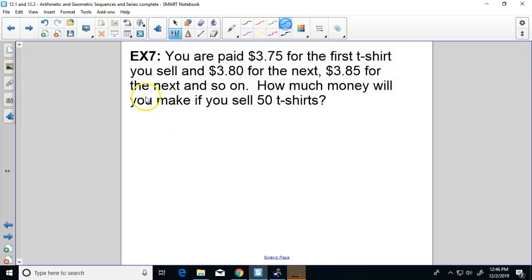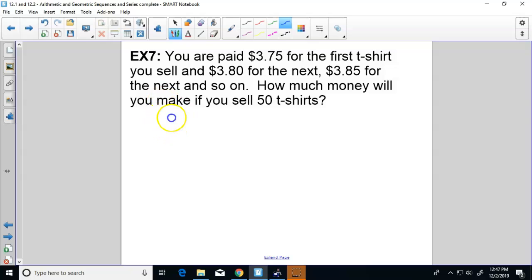Okay, for our next example, you're paid $375 for the first t-shirt you sell, and $380 for the next, and $385 for the next, and so on. How much money will you make if you sell 50 shirts? So this is similar to the last problem that we did.